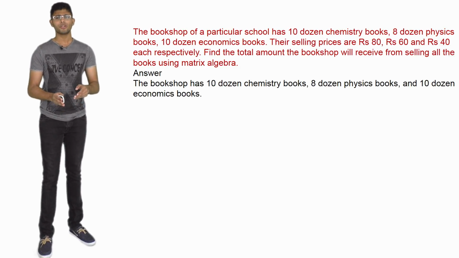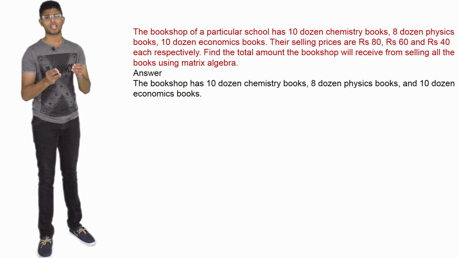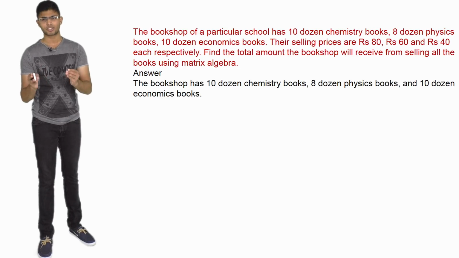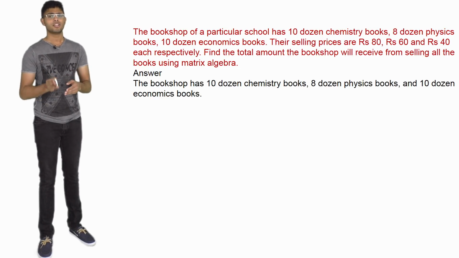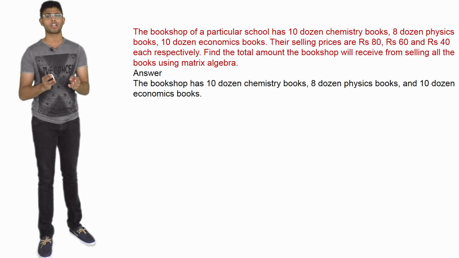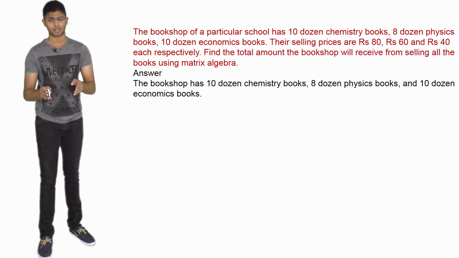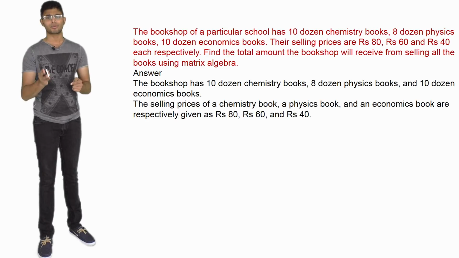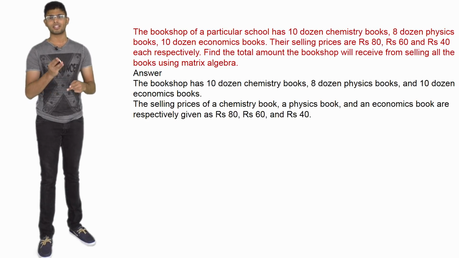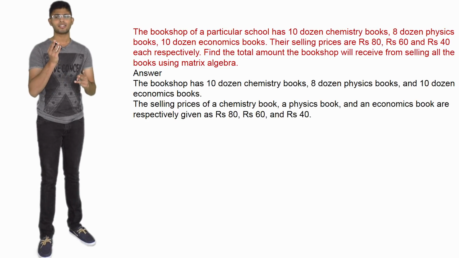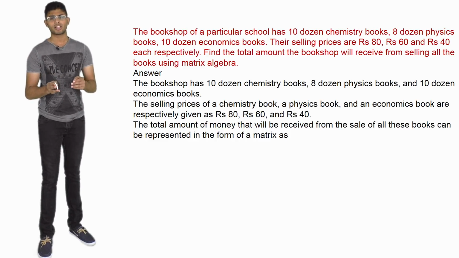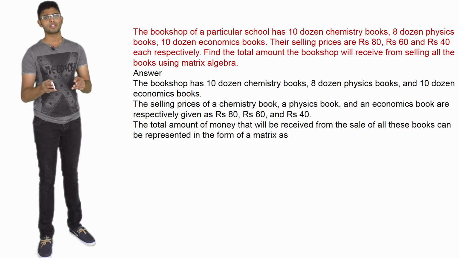So let's first sort out all the information which we have. They say that we have 10 dozen chemistry books, 8 dozen physics books, and 10 dozen economics books. As you can see, they're all in dozens, so we're supposed to multiply them by 12 to get the total number of books which the bookshop has got. Now what else they've given is that each chemistry book costs 80 rupees, each physics book costs 60, and an economics book is 40.